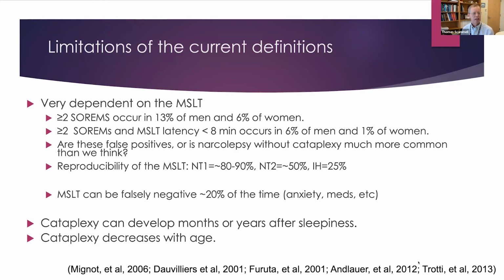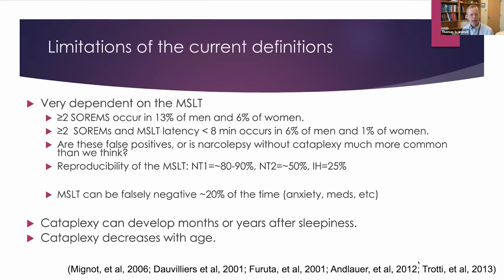Now, if you look for 2 or more sleep onset REM periods and falling asleep in less than 8 minutes, that's seen in 6% of men and 1% of women. That meets the diagnostic criteria for narcolepsy. And yet I really have a hard time believing that 6% of men actually have narcolepsy. So I think this is a testament to the fact that you can have what are called false positives, where the test is giving you an answer that looks like narcolepsy, but there's maybe something else contributing to it, such as insufficient sleep or sleep apnea or something like that.